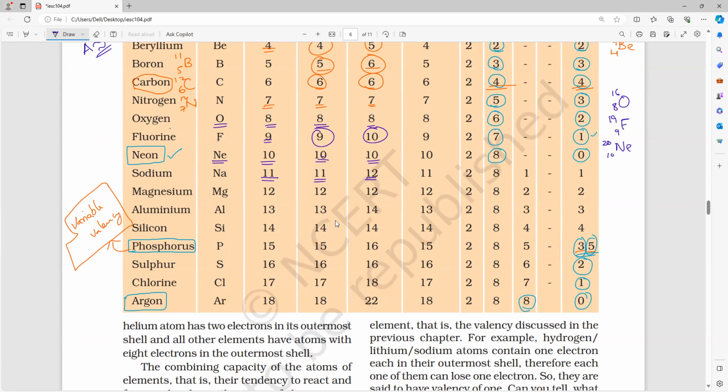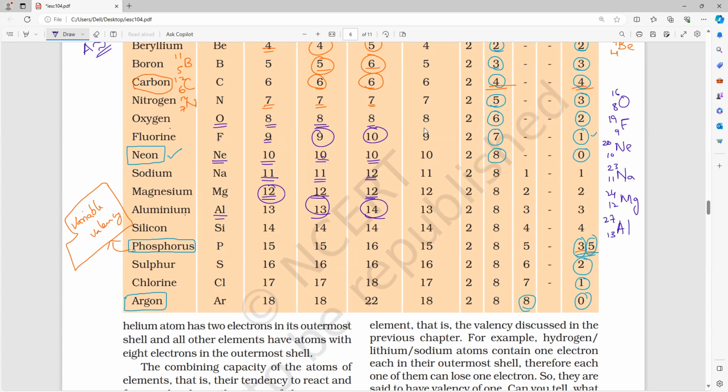Next, sodium, atomic number is 11. Atomic mass is 23, approximately double. Next, magnesium, atomic number is 12. Atomic mass is 12 plus 12, that is 24. Next, aluminium, atomic number is 13. Atomic mass is 13 plus 14, that is 27.